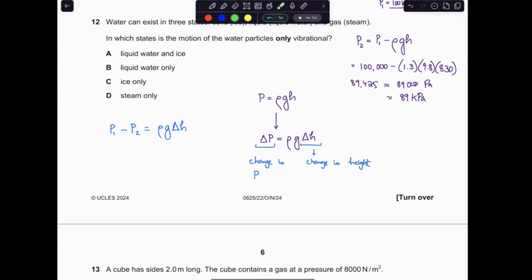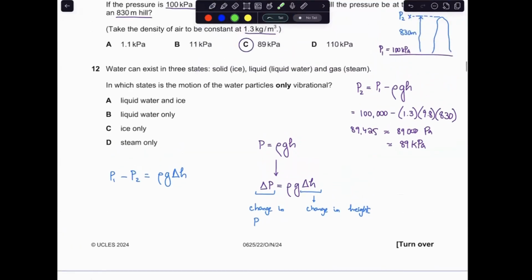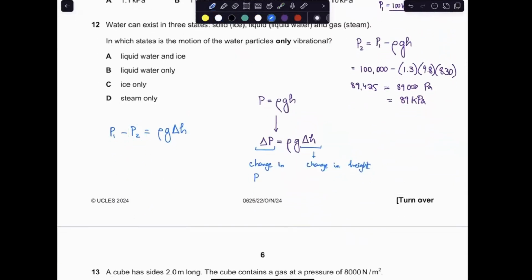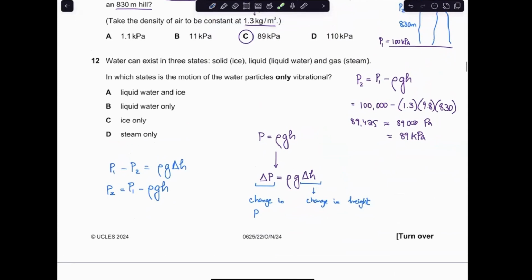P1 minus P2 on its own would give you the difference in pressures between the two locations. What we want is the pressure at the second location, which is the top of the hill. That means we want to find out P2. So if we want to find out P2, you move P2 to one side of the equation, you would get P1 minus rho gh, which is exactly what we did.